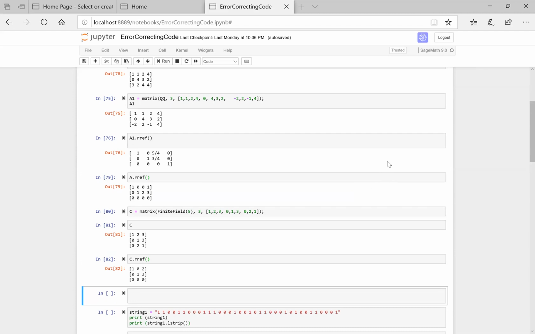Okay. Now I assume everybody has some experience on the error correcting code part.